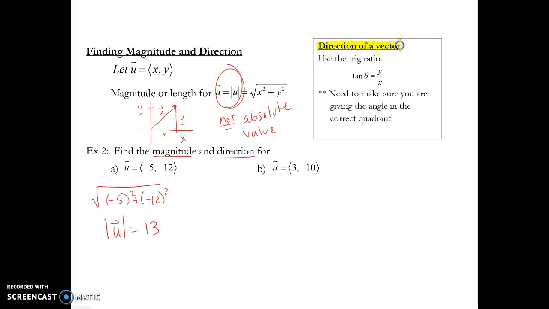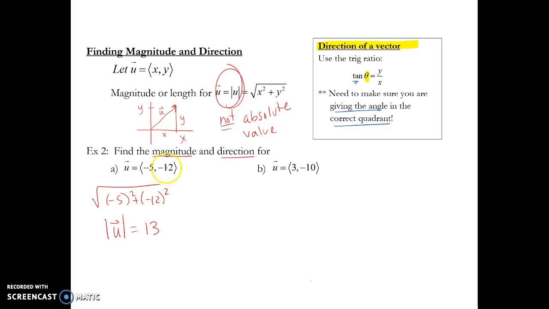Now let's talk about direction. Direction is going to be the angle that is made with the x-axis. Now when we want to find the angle, we are going to use our tangent ratio. The reason why we use tangent is because we know the x and y values, the x and y movement, based on the vector notation. The key thing, though, is to make sure that you are giving the angle in the correct quadrant. And we can tell this based on the positive or negativeness of x and y.